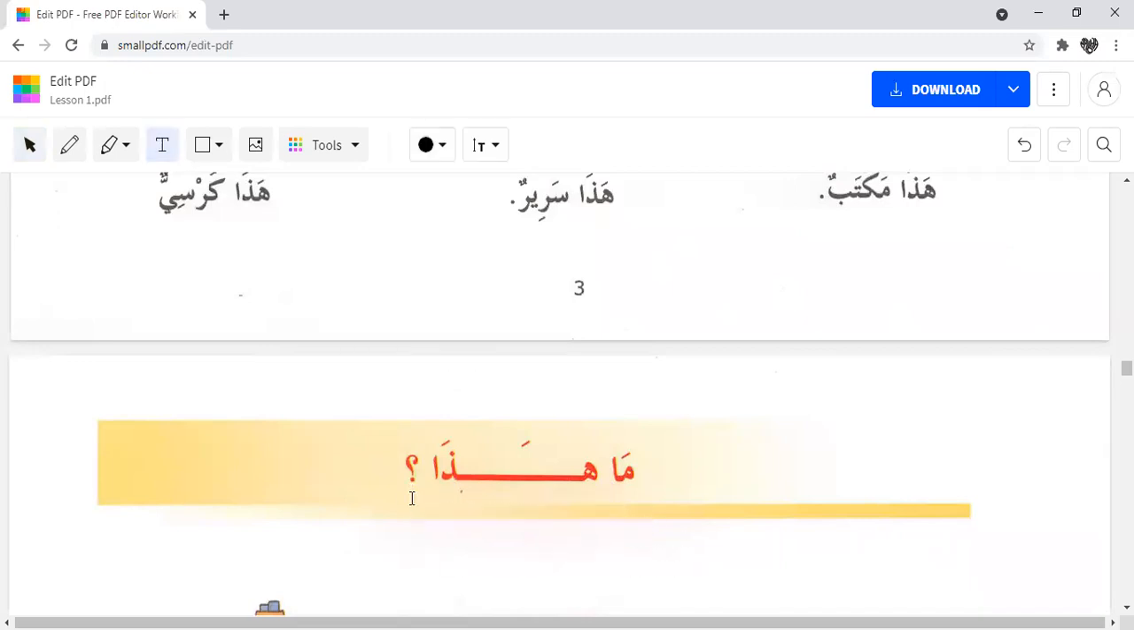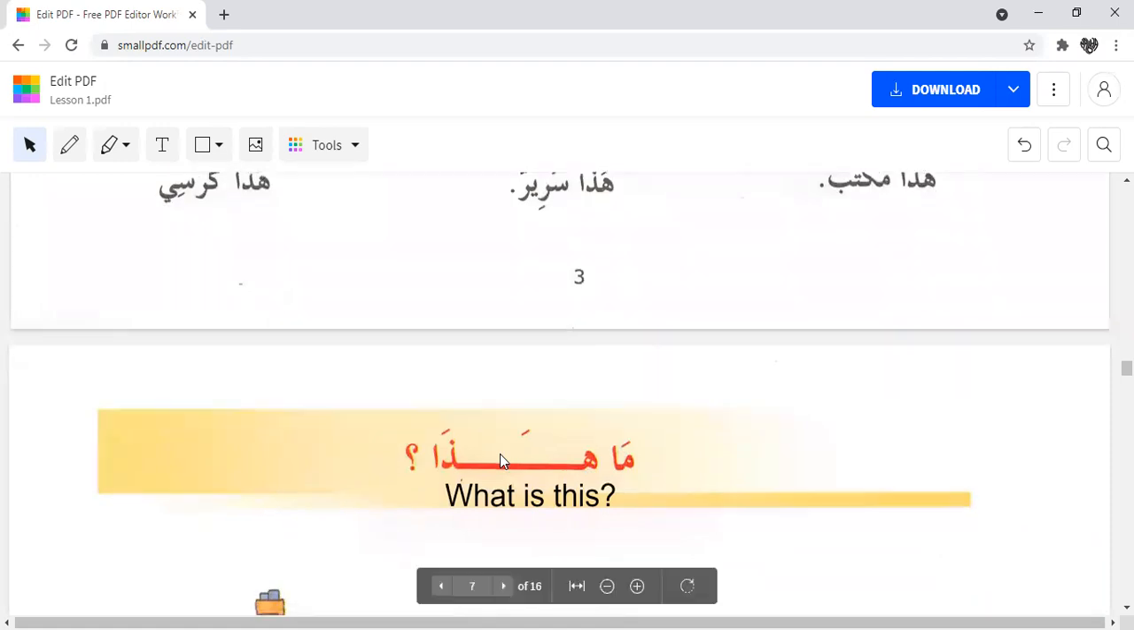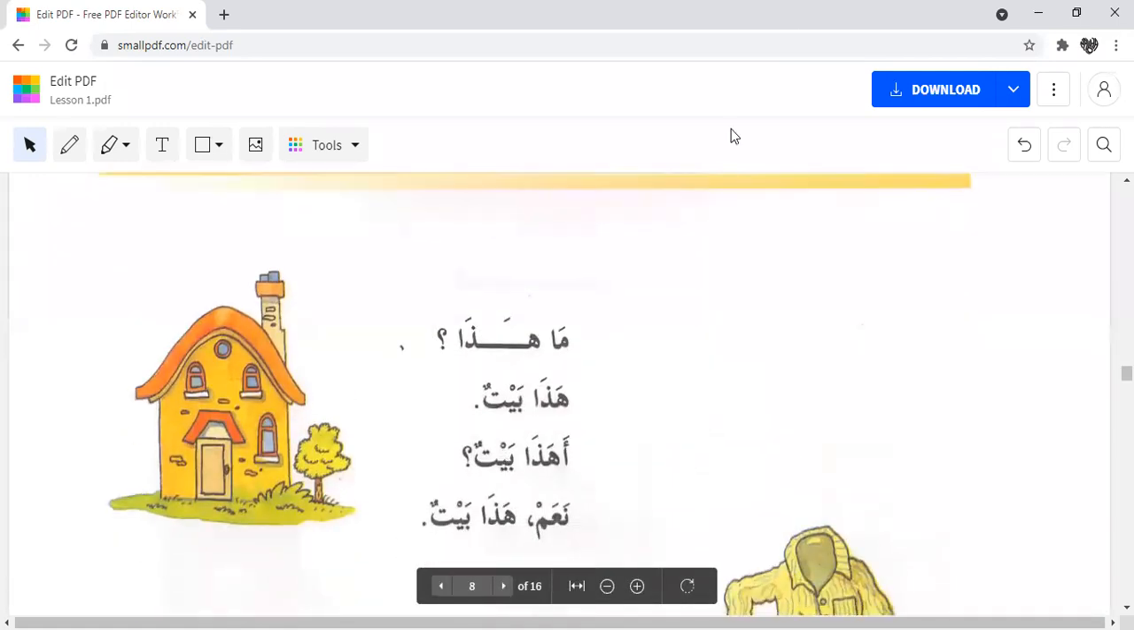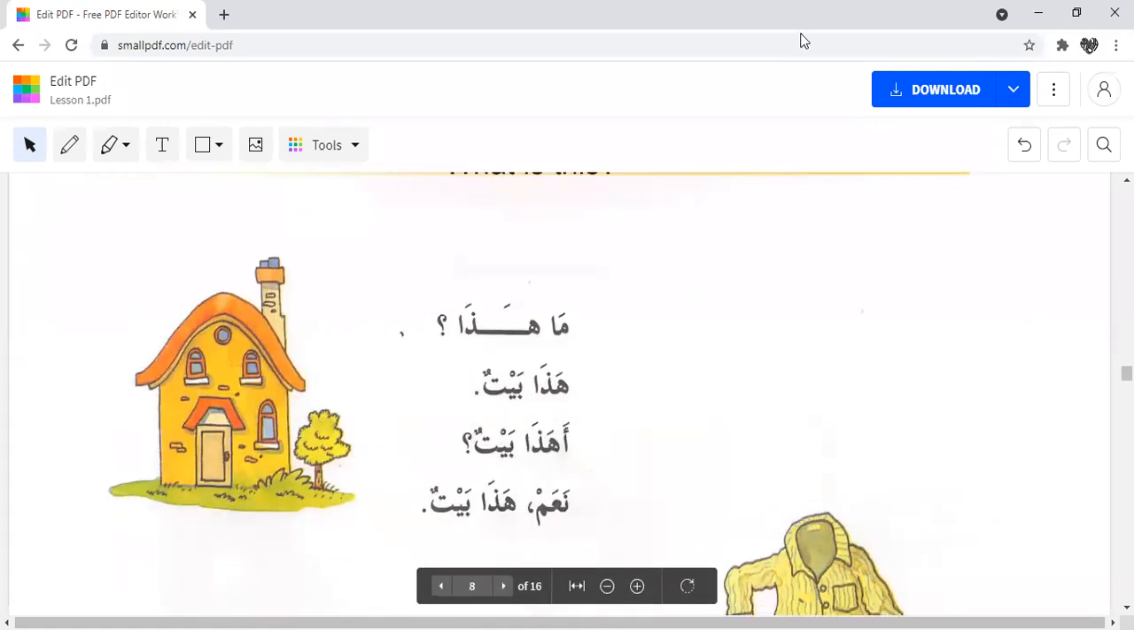So this is to ask a question if you're looking at something and you want to know what it is. What is this? You will ask mahada. And again, there's no word for is in Arabic. The is is invisible in Arabic. But when we translate it into English, we need to put an is there. So mahada is what is this? Okay.